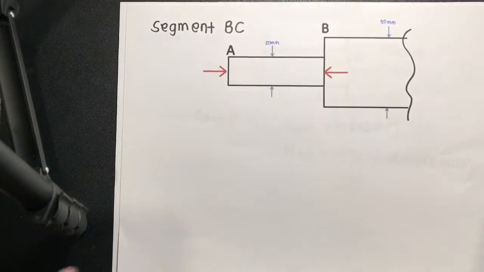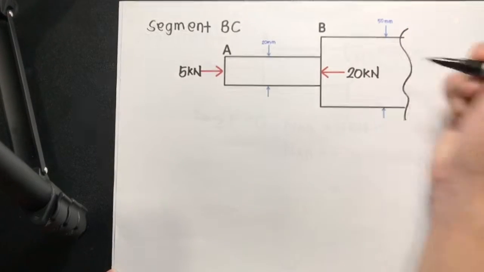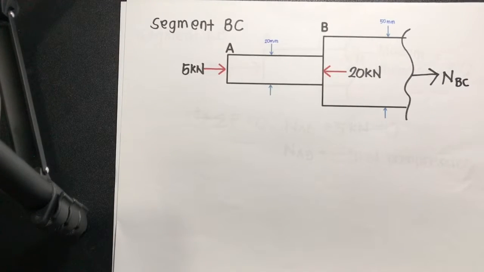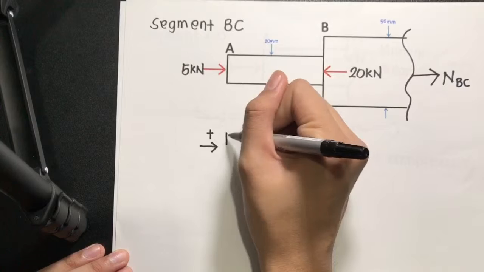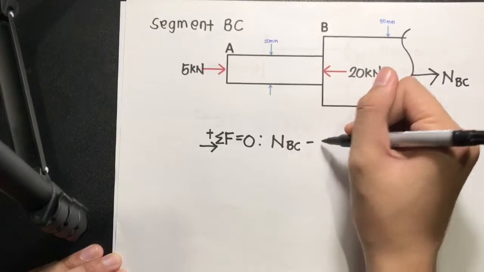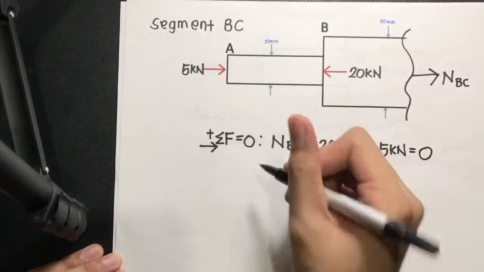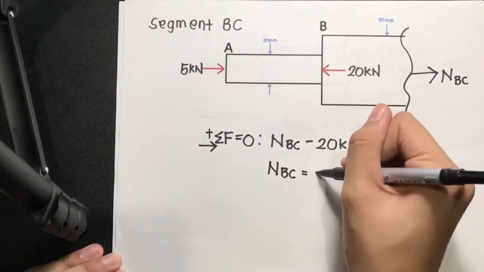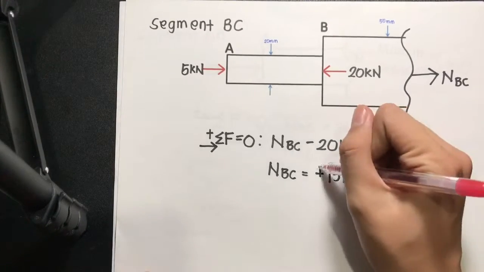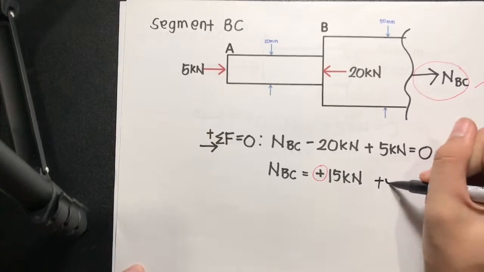Now, if we look at segment BC, we have 5 kilonewtons to the right and 20 kilonewtons to the left. Just like in segment AB, only the normal force is a non-zero variable. Doing the same process, we need the sum of the forces equal to 0, where NBC minus 20 kilonewtons plus 5 kilonewtons is equal to 0. Solving this, we get NBC equal to positive 15 kilonewtons. NBC is positive, meaning the normal force is causing tension in segment BC.